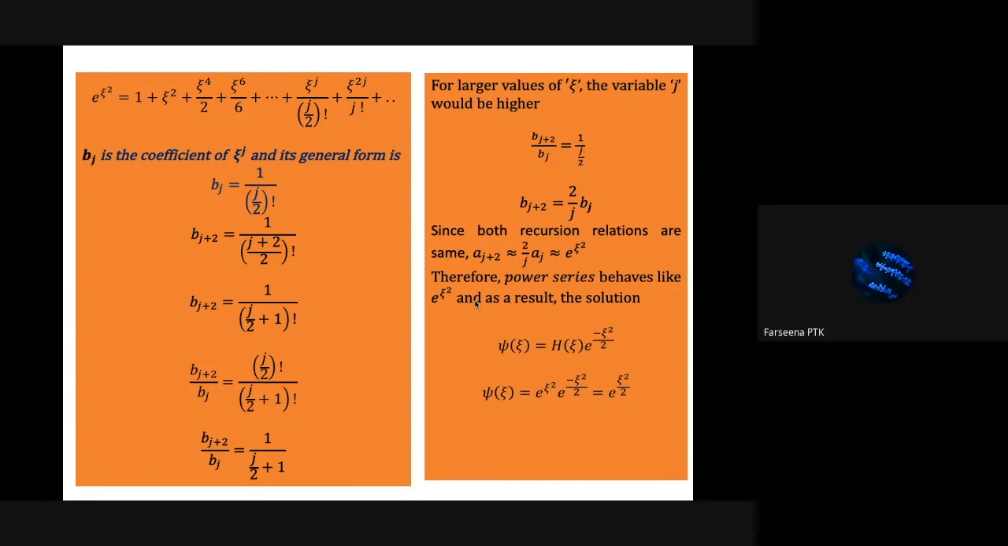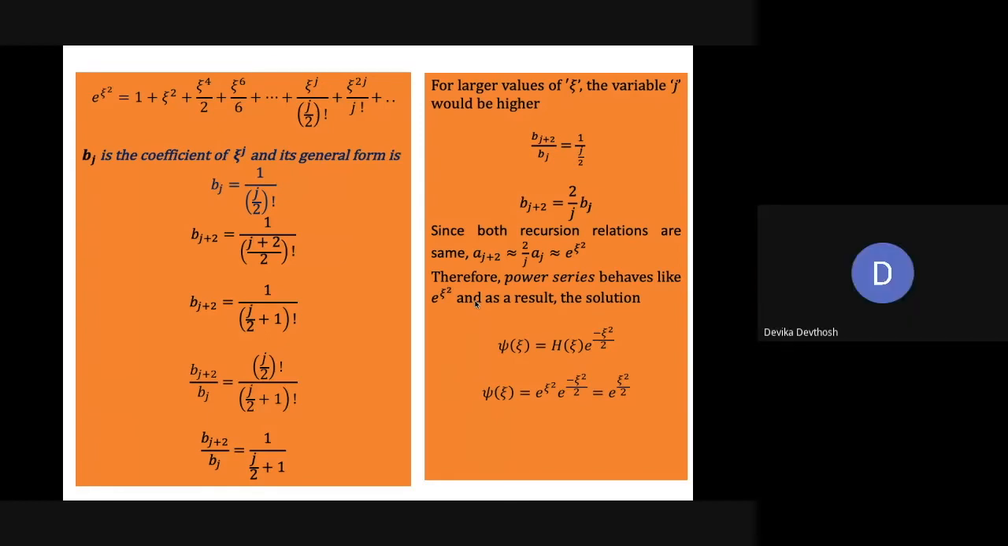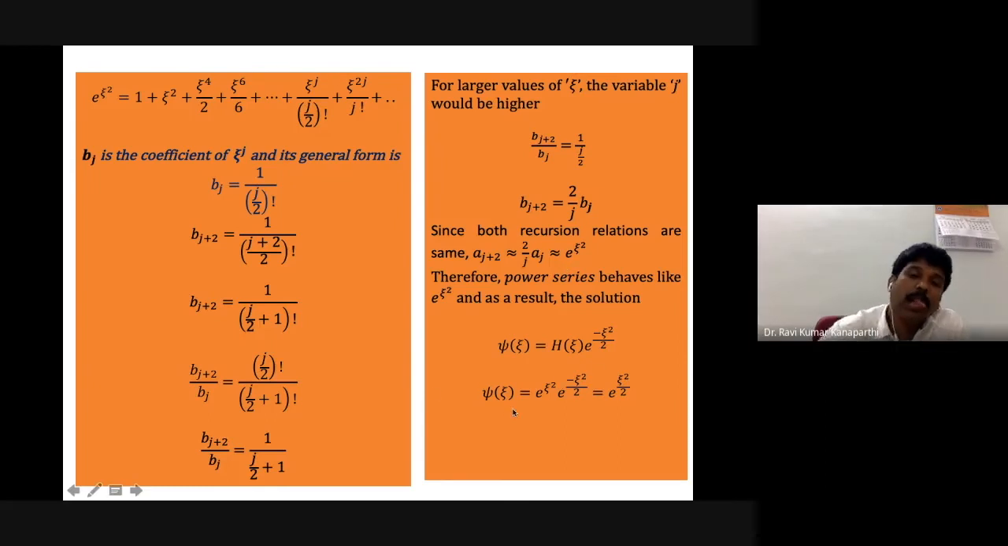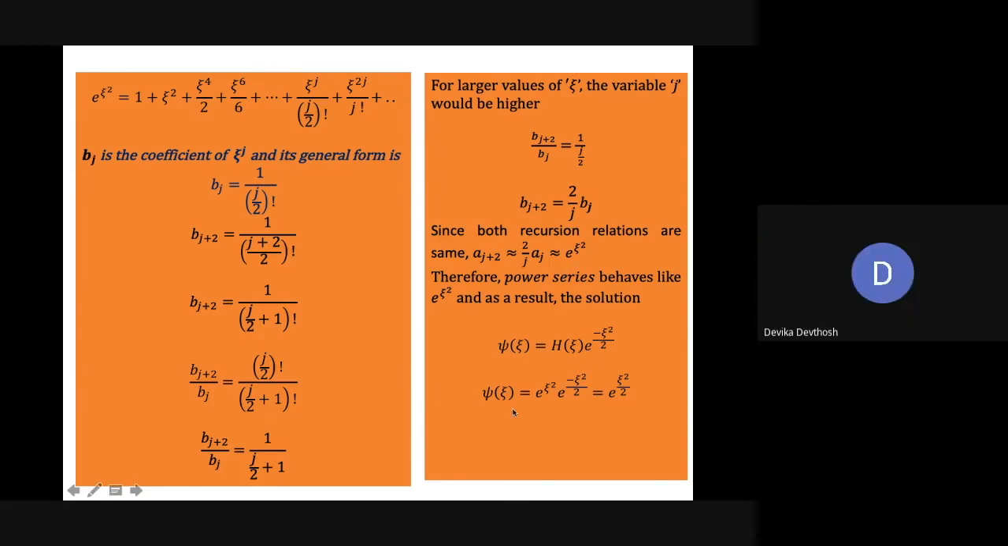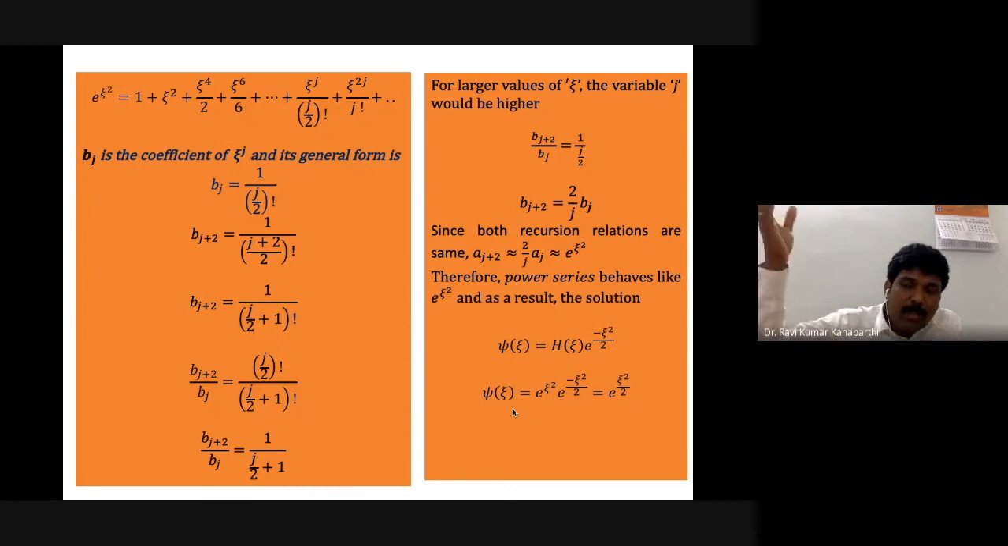Now, this function, is it acceptable? No, why? Because psi of z will become infinity. Correct. So you can see here, this is exponentially a positive function. It is not a decay function. If z is large, at larger displacement, z is large, and the function also will increase.